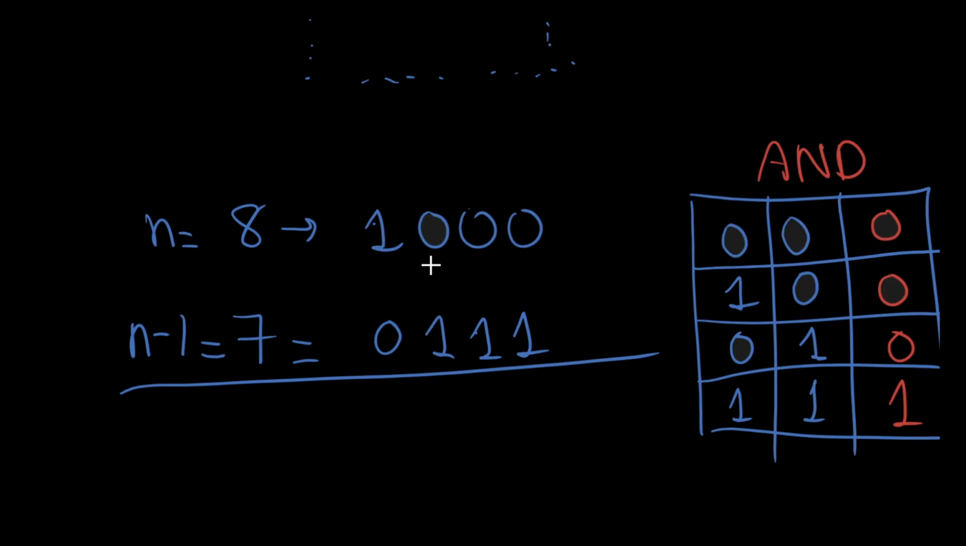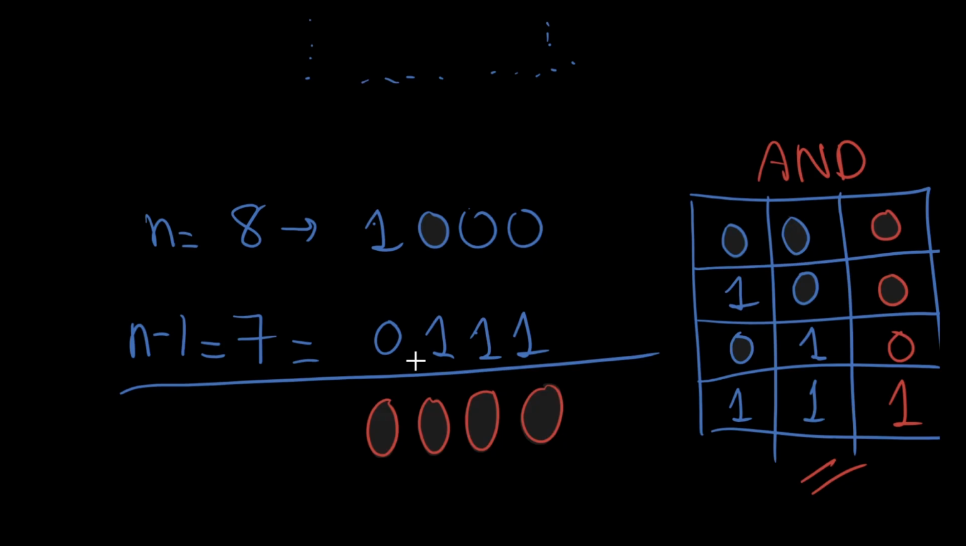The result of this bitwise AND operation will lead us to 0, if you look at the table on the right here. Bitwise 1 and 0 will eventually give us 0, and this will give us 0, and this will give us 0, and this will also give us 0.